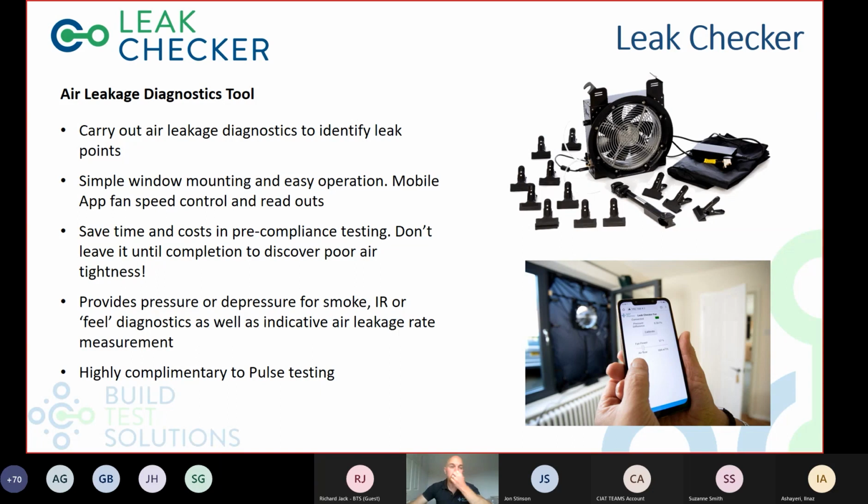So this is our offering to the market, the leak checker, which is a small window-mounted fan, quite simply there to help create a deep pressure difference across the envelope. You control it with a mobile phone app, so you can control the fan speed from different parts of the house, and it allows you to go around with a smoke pen or an IR camera, or even feel leaks with the back of your hand, and address them earlier in the process than waiting to the absolute death. We retail this at £1,200, so it's cheaper than buying an outright blower door fan system as well.